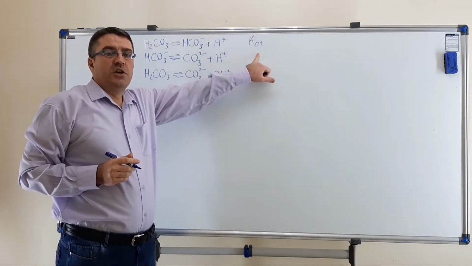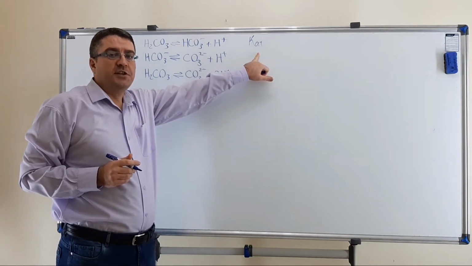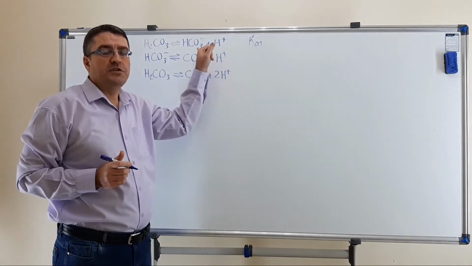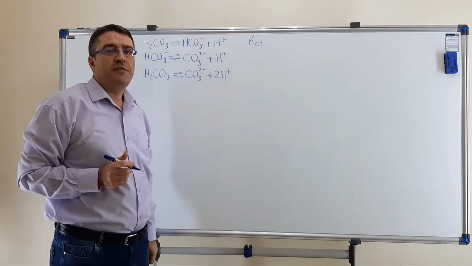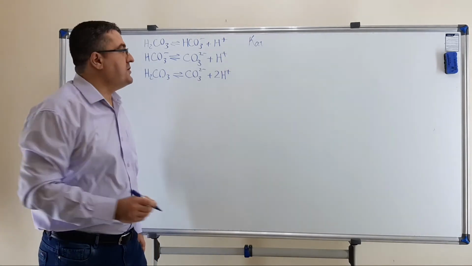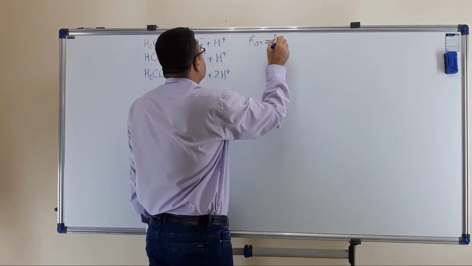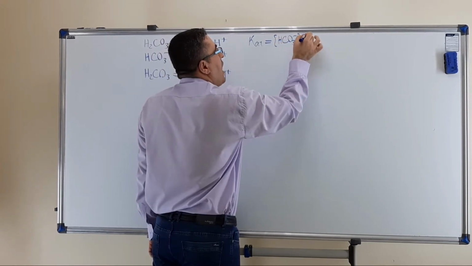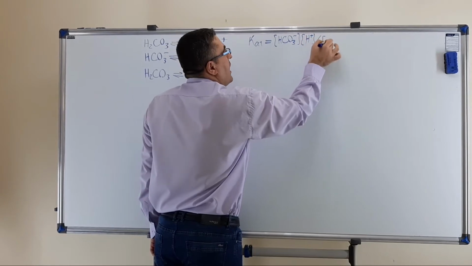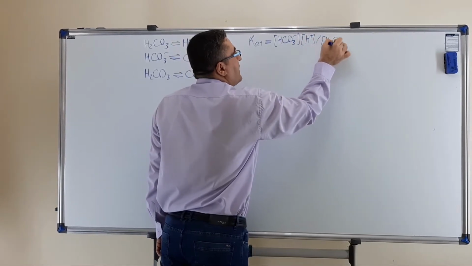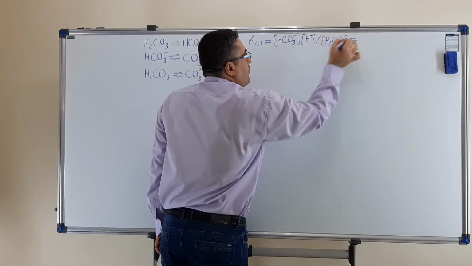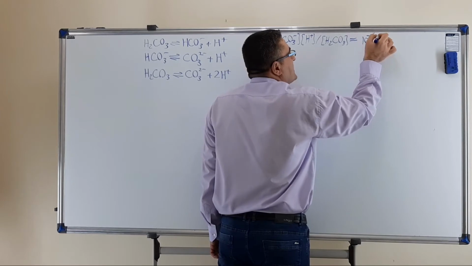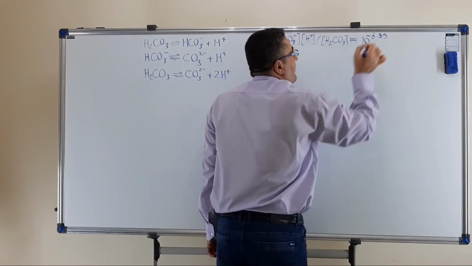Ka1, the first acidity constant, the first acid dissociation constant, the first acid ionization constant of carbonic acid in aqueous solutions, in terms of equilibrium concentrations, is equal to the equilibrium concentration of hydrogen carbonate times the equilibrium concentration of hydronium over the equilibrium concentration of carbonic acid. At 25 degrees Celsius, it is equal to 10 to the power of minus 6.35.